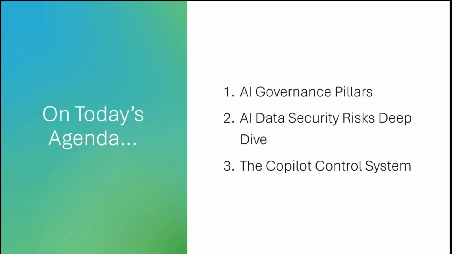Okay, so on the agenda for today's session, we'll start off by going through some of the pillars for good AI governance. Then we're going to deep dive into the data security risks. So just foreshadowing, the AI governance pillar that I will focus on in this session is data security. And then we'll also go back and zoom out and look at the Copilot control system and how that can help us achieve AI governance.